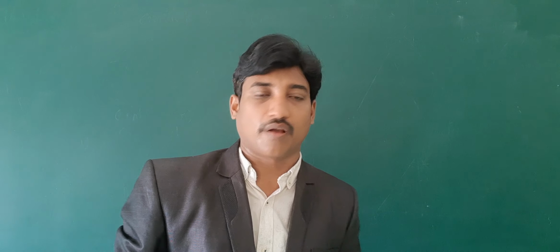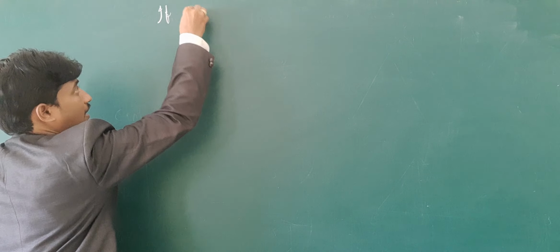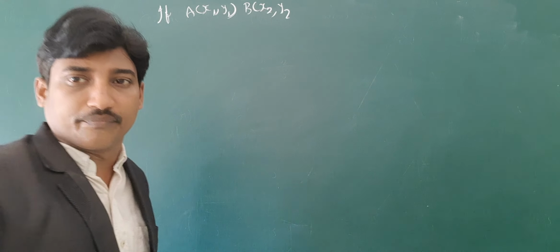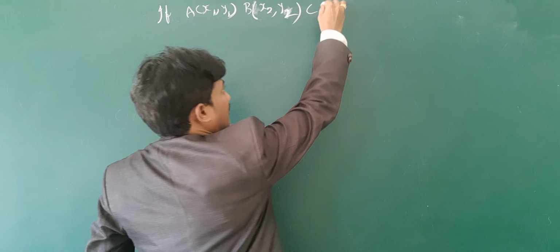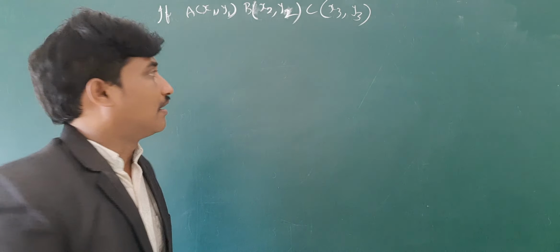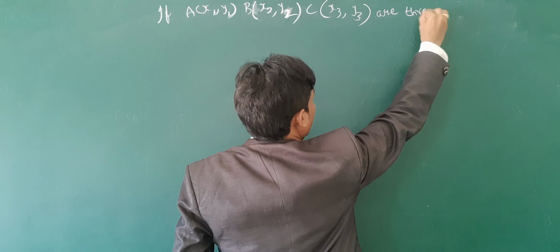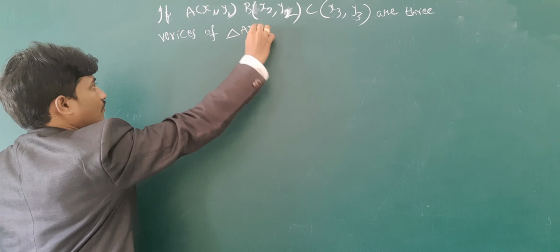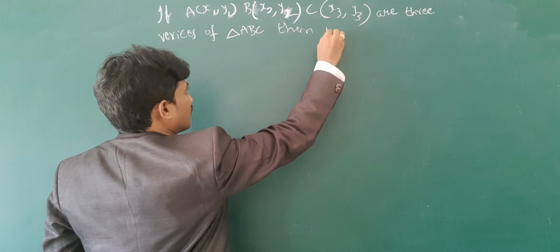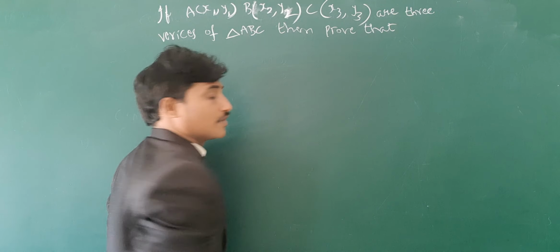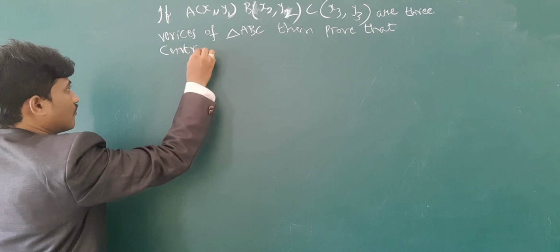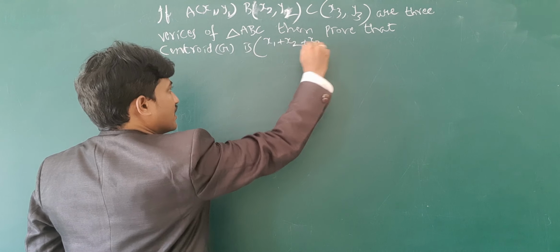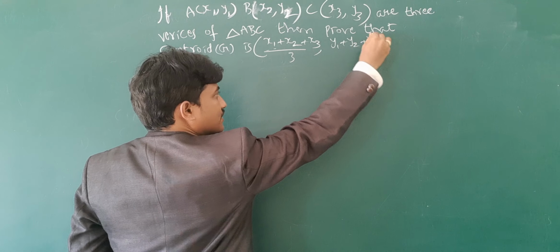Now let us prove the centroid formula. If A (x1, y1), B (x2, y2) and C (x3, y3) are vertices of triangle ABC, then prove that the centroid Z is ordered by (x1 plus x2 plus x3) by 3, (y1 plus y2 plus y3) by 3.